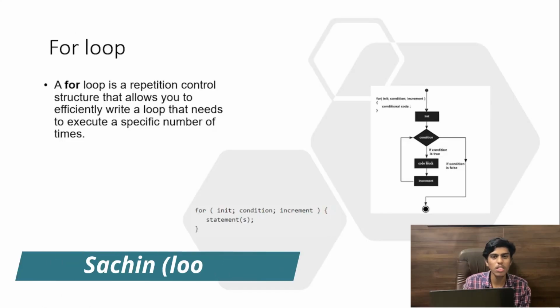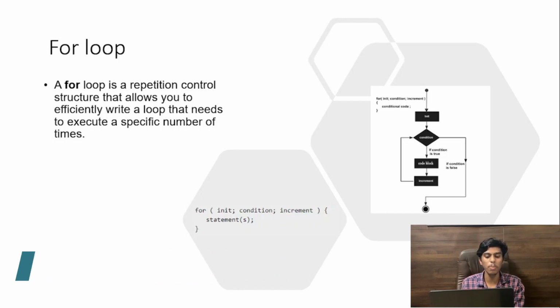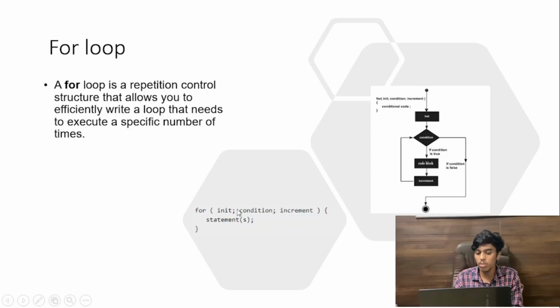Now moving on to the next topic, that is the for loop. The for loop is a repetition control structure that allows you to efficiently write a loop that needs to execute a specific number of times. So this is the syntax of the for loop. In this there are three main parts.